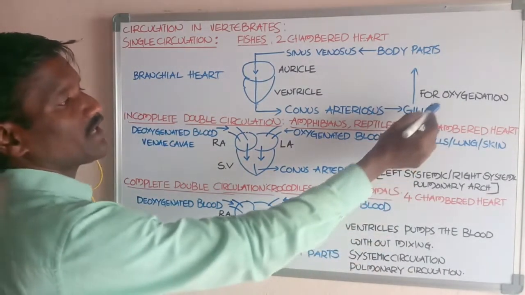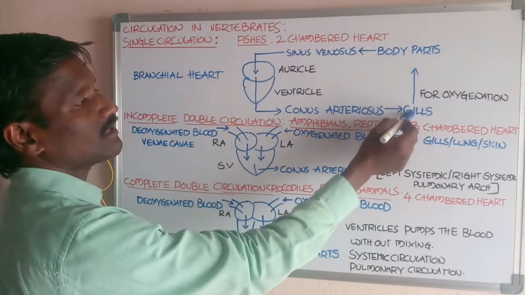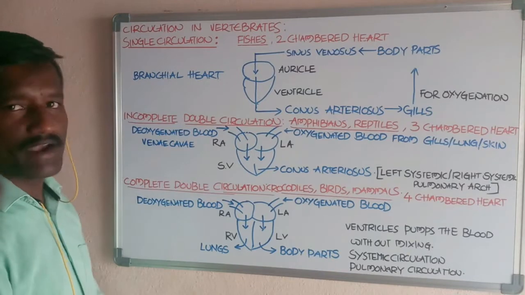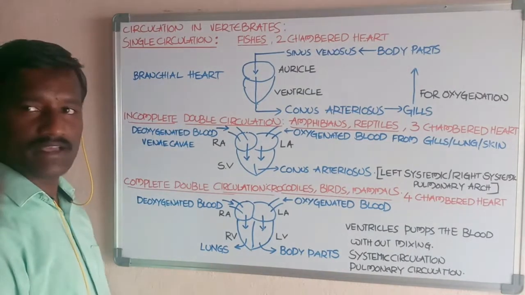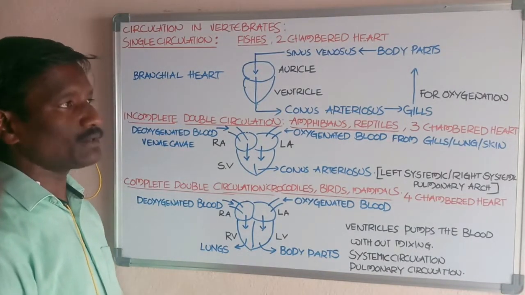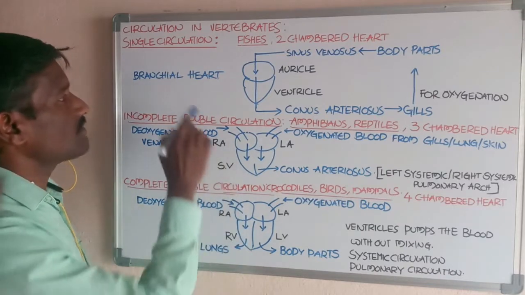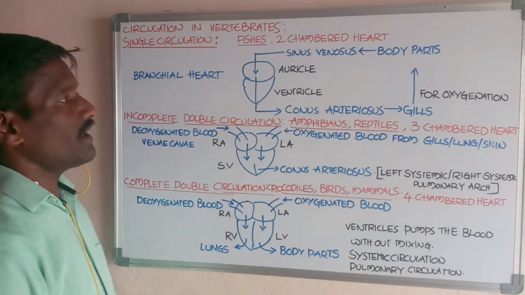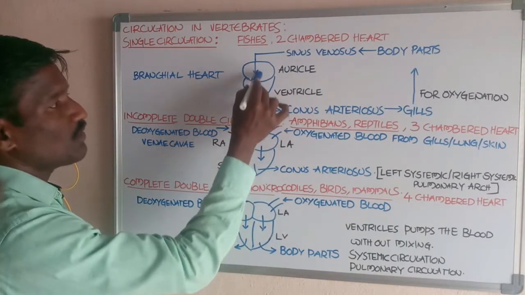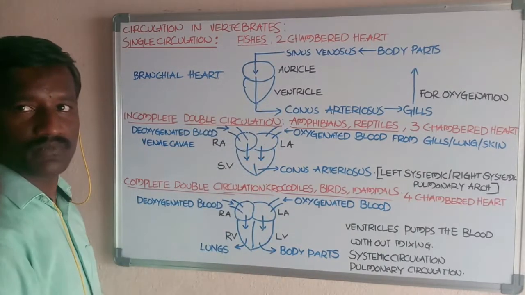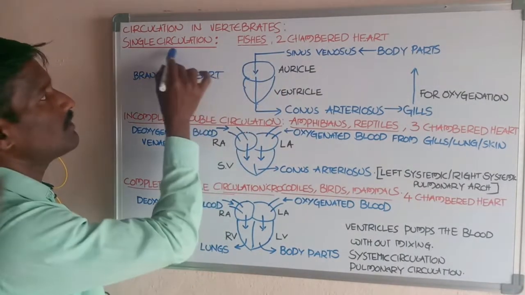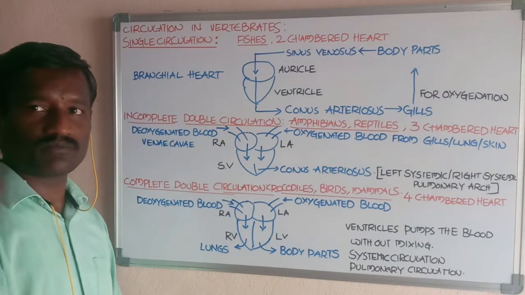After oxygenation of the blood in the gills, the blood goes to the body parts. The blood is supplied from the heart to the gills, hence this heart is called a branchial heart. Next, the blood flows only once through the heart, so it is called single circulation.